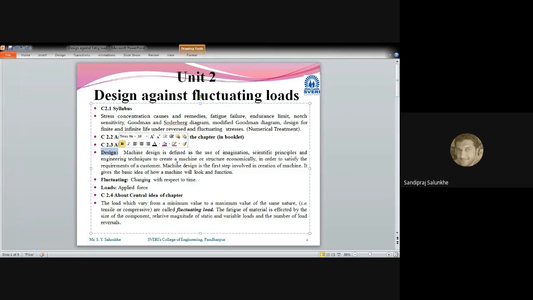Here fluctuating is nothing but the change with respect to time, and loads are nothing but, in our case of designing in mechanical engineering, those which are creating the forces, that we are going to call a load: dead load, live load. These are the types of load. Again, if you go in detail, you'll find more types of loads. Applied forces, okay. Then the work which we are doing against those external forces, all that we are going to consider as a load.